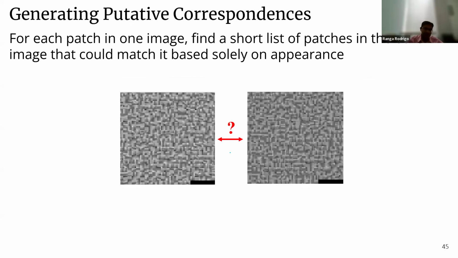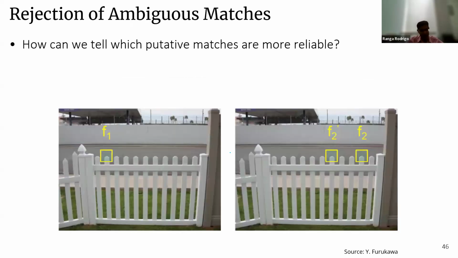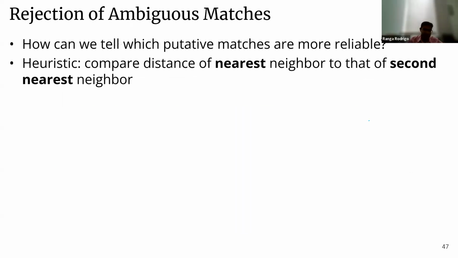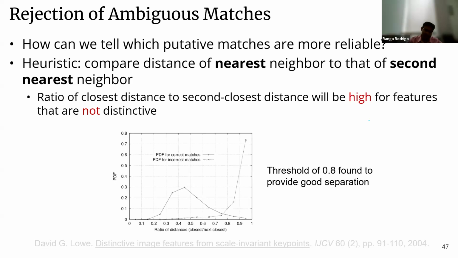For each patch in one image, we find a short list of patches in the other image that could match it based solely on the appearance. And ambiguous matches will be there. So you can see for this F1, there are perhaps ambiguous matches because they look the same. So comparing the distance of the nearest neighbor to the second nearest neighbor is a thing that David Lowe used in the SIFT features. The ratio of the closest distance to the second closest distance will be high for features that are not distinctive. With this concept, he was able to do these matches.